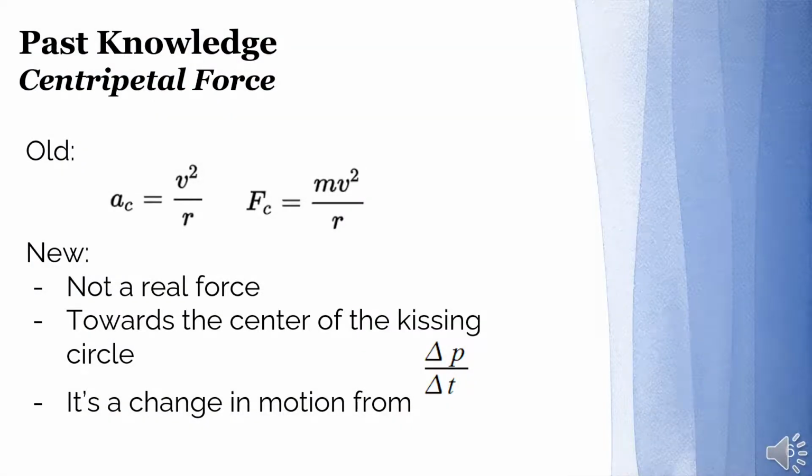In my previous experience with physics, I learned the equation for centripetal acceleration. When you plug it into Newton's second law, multiplying mass times acceleration, you find an equation for centripetal force. What I did not previously know was that the centripetal force isn't real. It's a change in motion from the change in momentum over the change in time that points towards the center of the kissing circle.